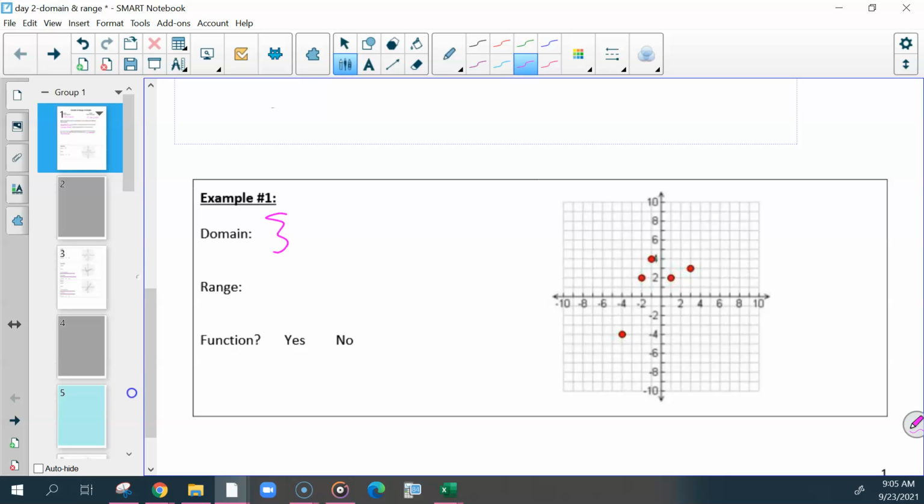Least to greatest. So what is the lowest x value? -4. And then keep going. What would the next lowest be? -2. Keep going. -1. Keep going. 1. 2. And I think that's 3. Oh, yeah. So list those points least to greatest.